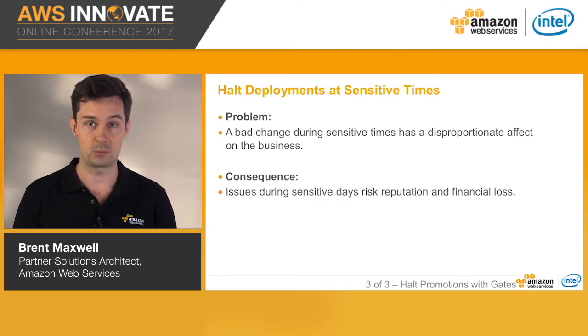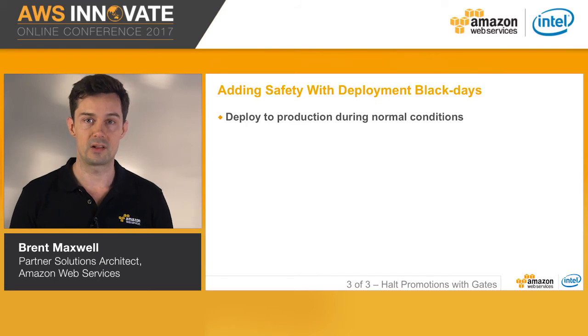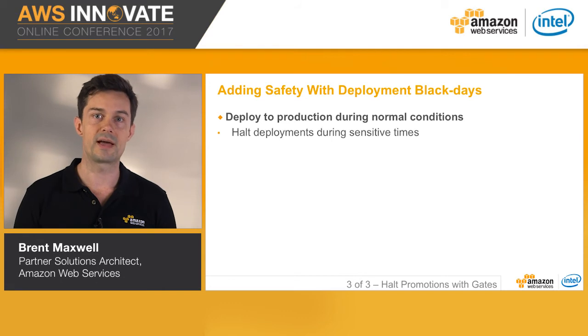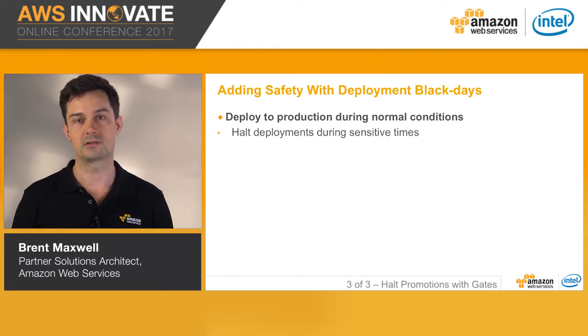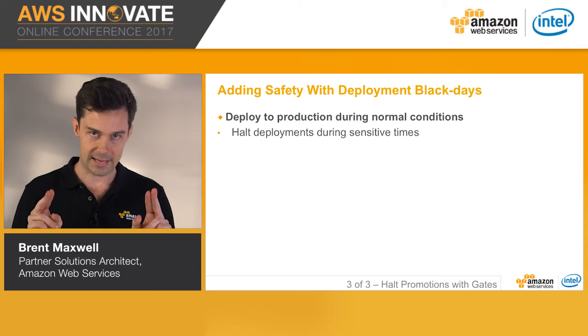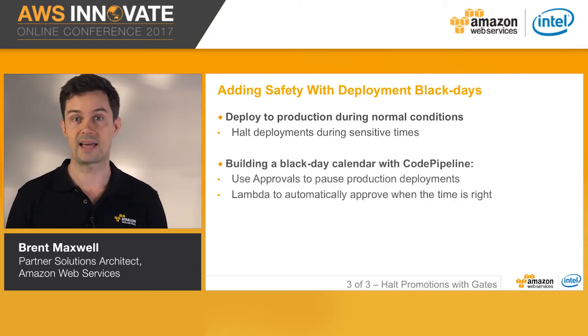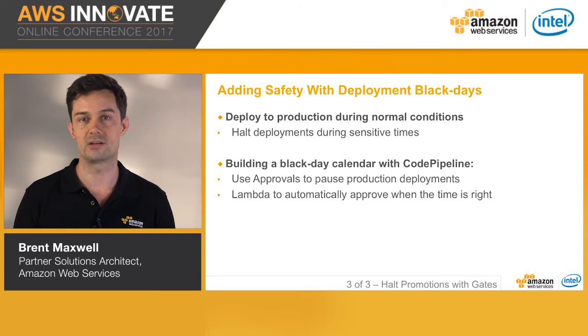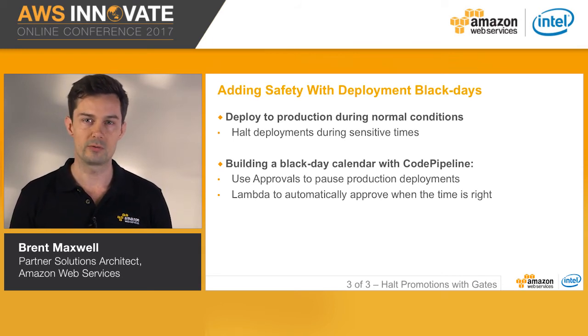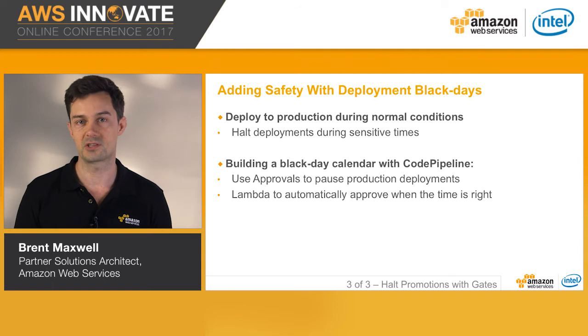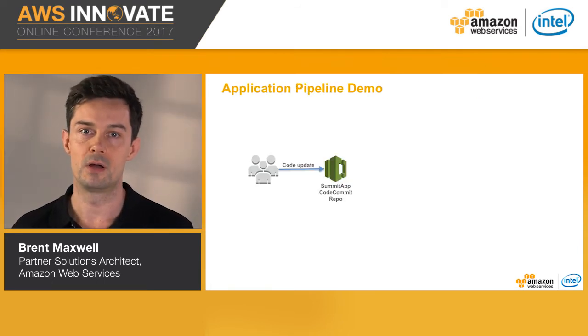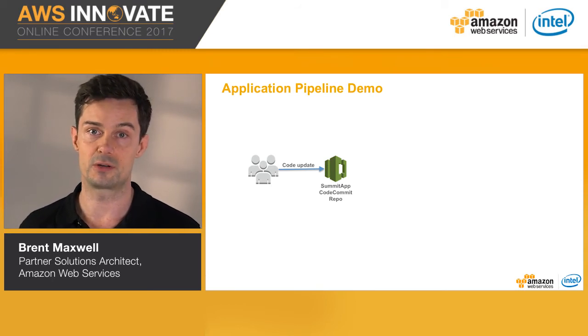So instead of relying on word of mouth or manual processes, why not convert this into a business process in code? We want to let our developers make changes any time they want without worrying about it. So we built a mechanism that halts deployments during sensitive time windows. At Amazon, we call those periods black days. And for our demo, we've built a black day calendar with CodePipeline, which is orchestrated using DynamoDB. We use the approvals to pause the deployments, and Lambda functions will automatically approve when we're clear of the black day window.